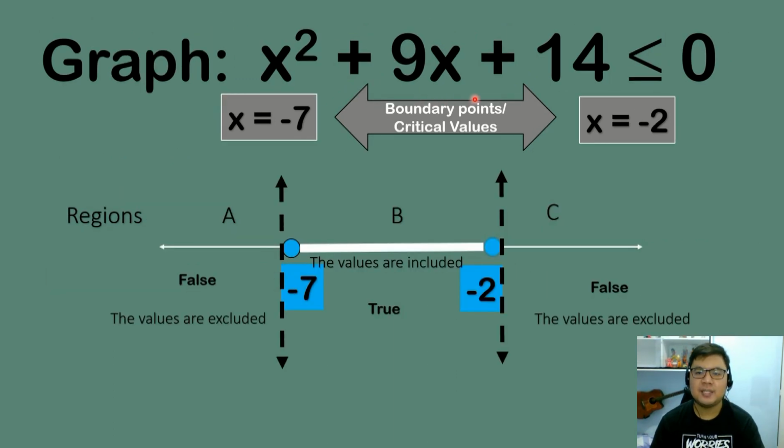So let's have our next example. This time, palitan ulit natin yung symbol.